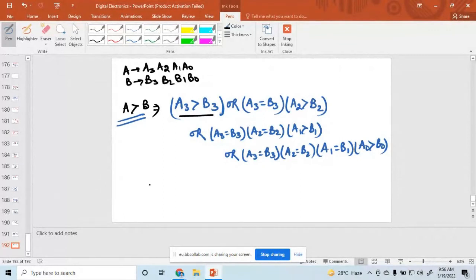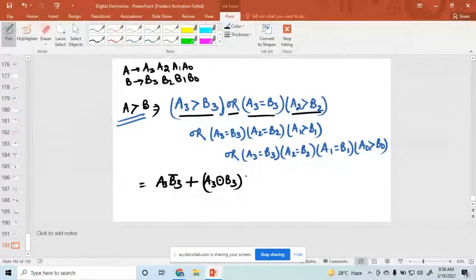A3 greater than B3. So logical expression equal to A3 B3 bar. So where is the less? That one is the bar. Or means plus, then equal to means XNOR, A3 XNOR B3 into A2 B2 bar.